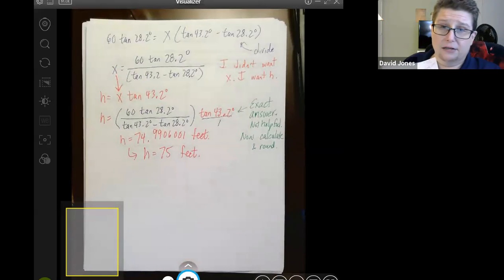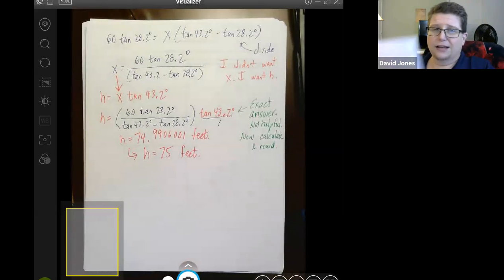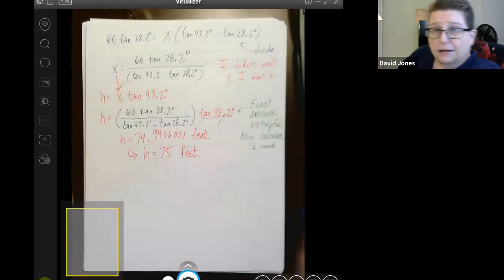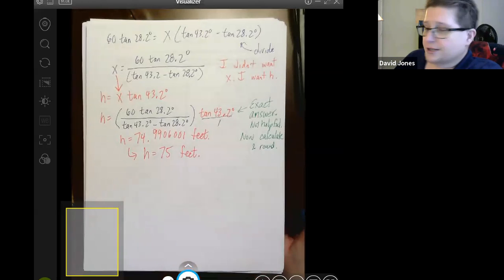But it's kind of realistic. Who wants to climb a 75-foot tall flagpole? There's no handholds on that bad boy. You'd have to shimmy up it like a tree climber, but no branches.